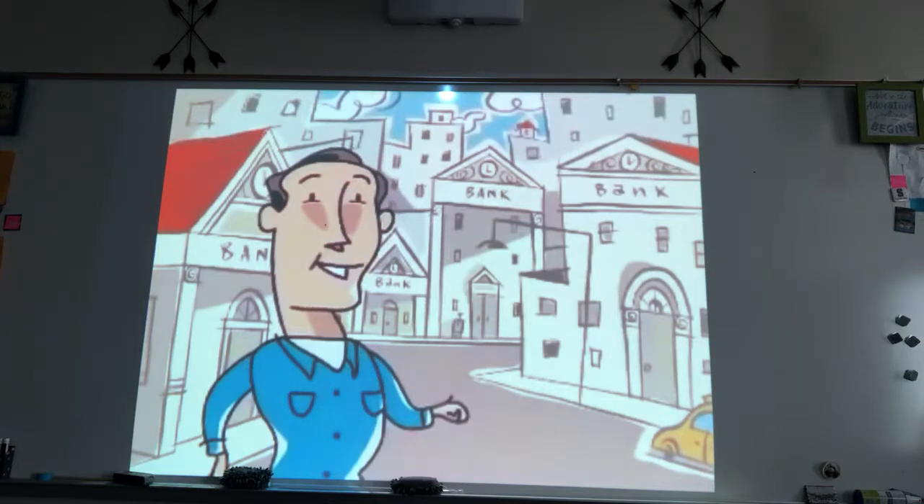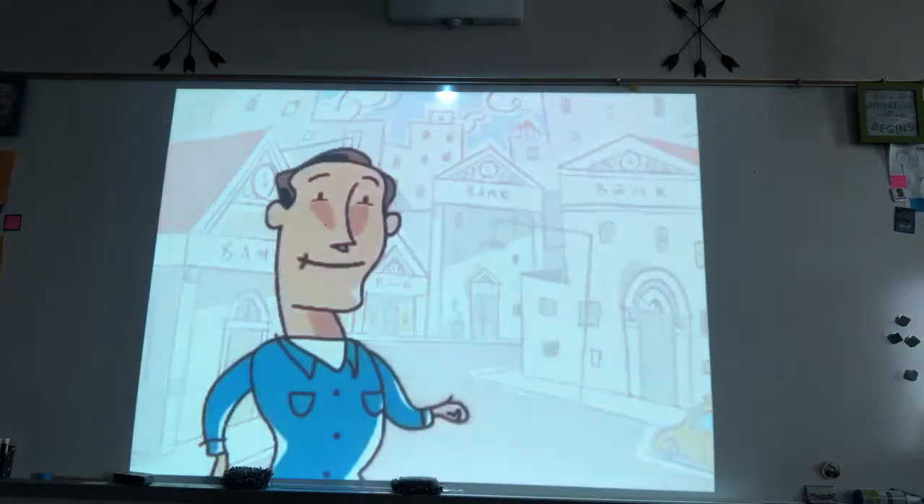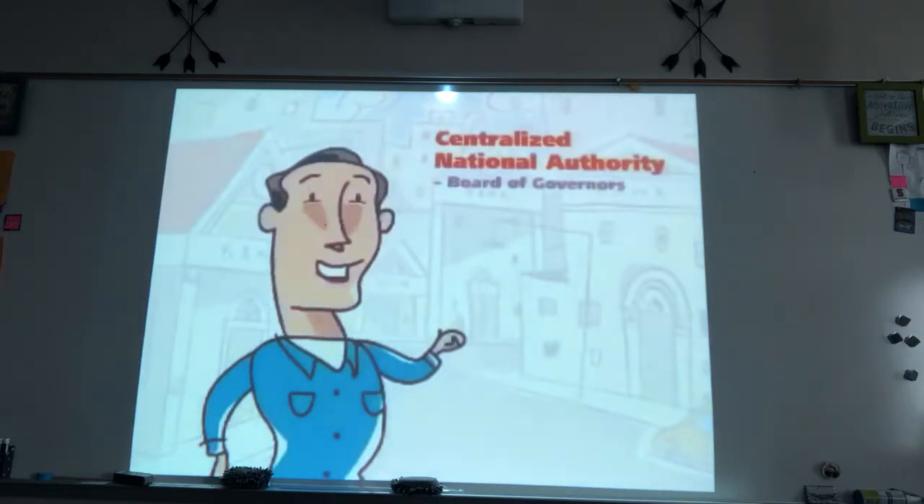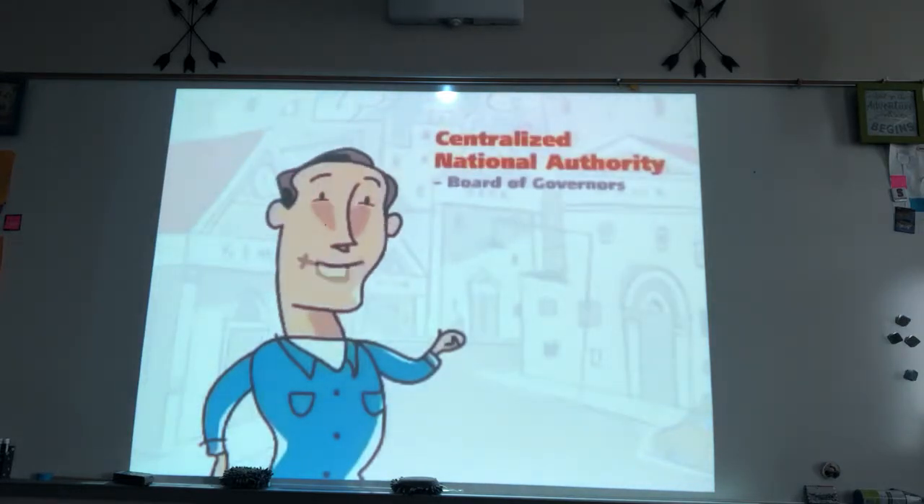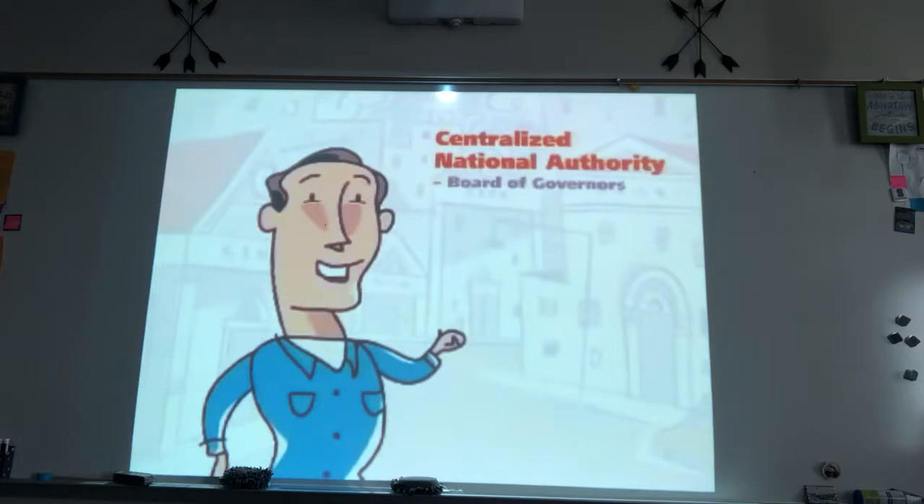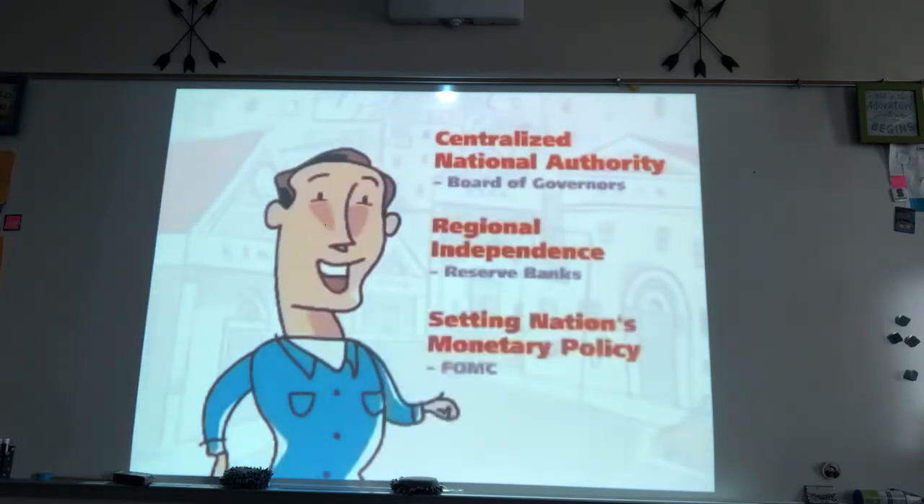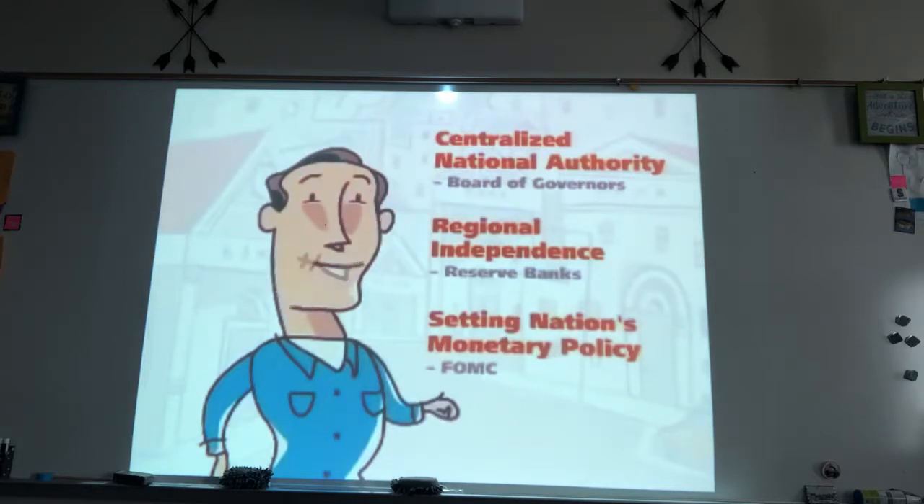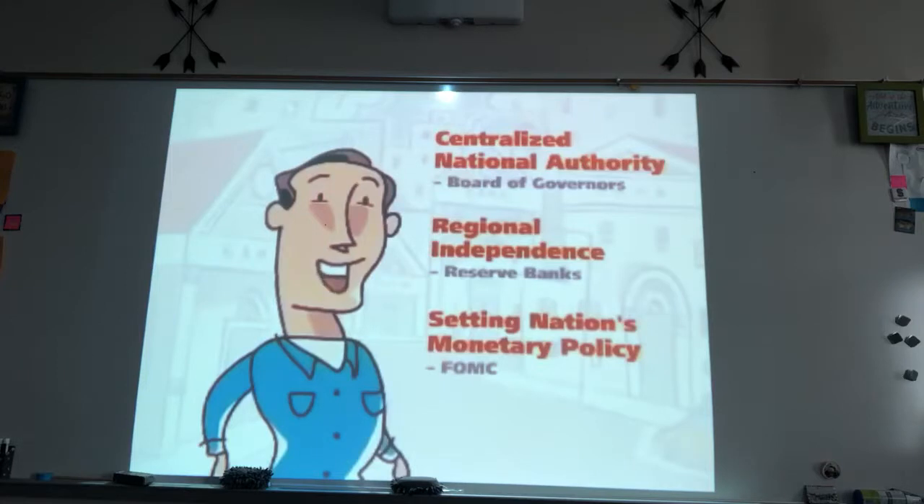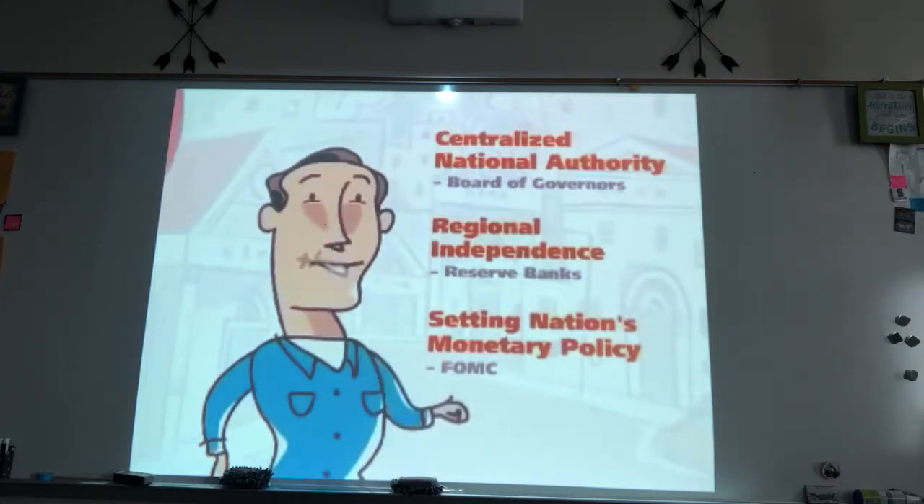To achieve these goals, the Fed, then and now, combined centralized national authority through the Board of Governors, remember that on the map, with a healthy dose of regional independence through the Reserve Banks. A third entity, the Federal Open Market Committee, brings together the expertise of the first two in setting the nation's monetary policy. Okay, that was a mouthful.